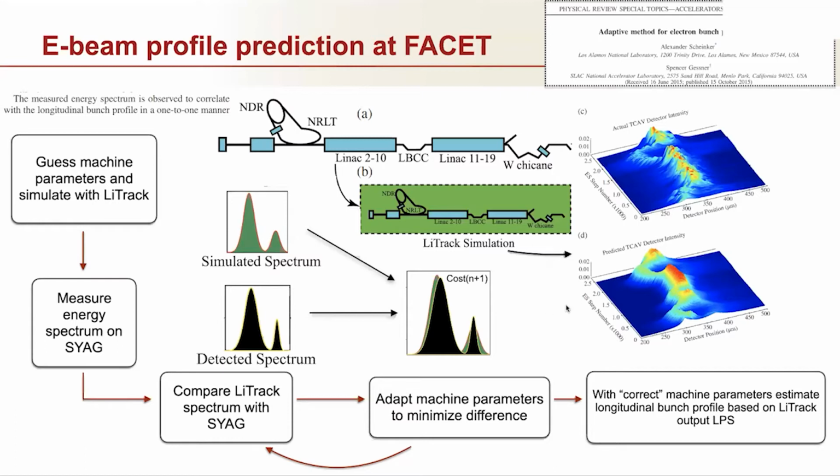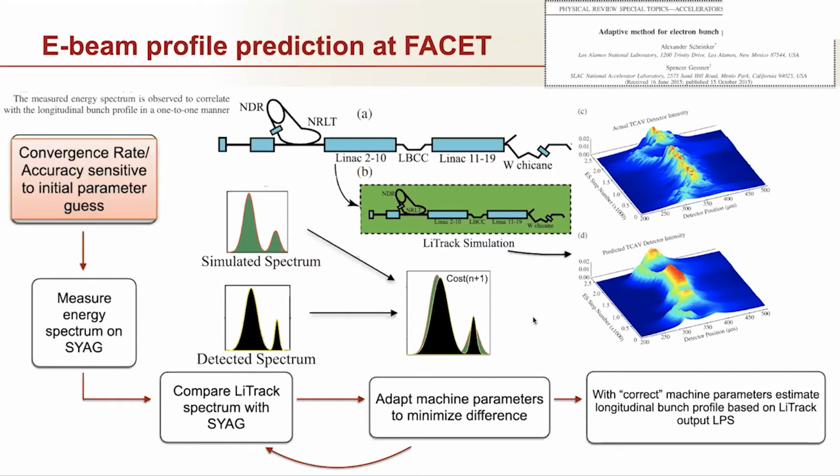And what Alex and Spencer showed is that they were able to do this, and they were able to also do this in the presence of significant drift. As you can see, the actual TCAV detector intensity here versus what was predicted was quite satisfactory, also over time. And this experiment showed that at least for one kind of running configuration at FACET, this was successful.